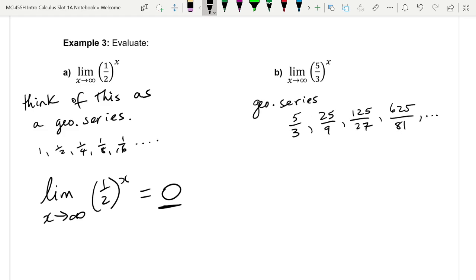If x is 4, you get 625/81. And I don't know if you can tell this or not, but all those fractions are getting bigger. Right? 5/3 is 1 2/3. 9 goes into 25 almost 3 times. 27 goes into 125 over 4 times. So clearly these numbers are getting bigger. So I would have to say that the limit as x approaches infinity of this fraction to the power of x does not exist. But even though I can't say it reaches a number, because it's just going bigger forever, I can say it is trending to positive infinity.